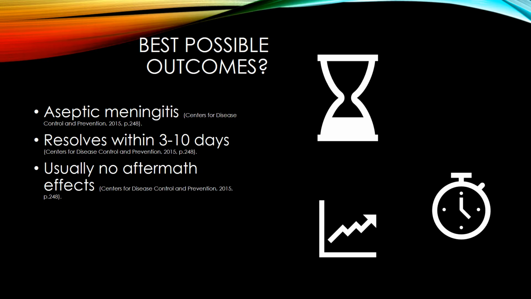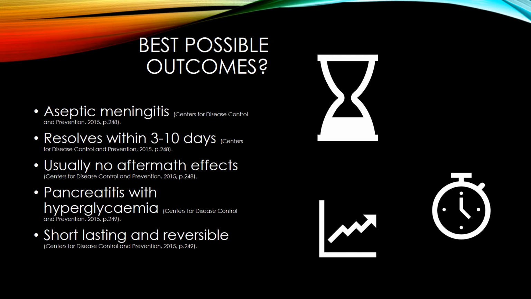What are the best possible outcomes? Before the introduction of vaccines, mumps causing symptomatic aseptic meningitis, an inflammation of the tissues covering the brain and spinal cord, often resolved without any aftermath effects within 3 to 10 days. Furthermore, during the era of pre-vaccination, pancreatitis and the hyperglycemia associated with it was short-lasting and reversible.